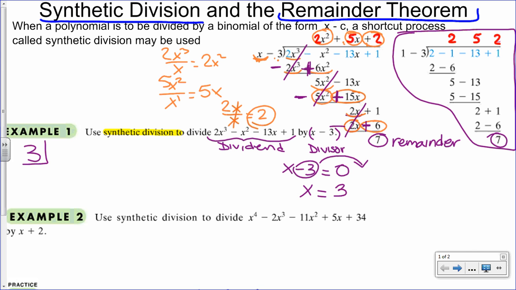Now, what I want us to write next to the box are the coefficients of the dividend. So we start here: the coefficient of x cubed is a 2. The coefficient of x squared is a negative 1. We still need to keep the signs. The coefficient of x is a negative 13. And the constant term happens to be a positive 1.